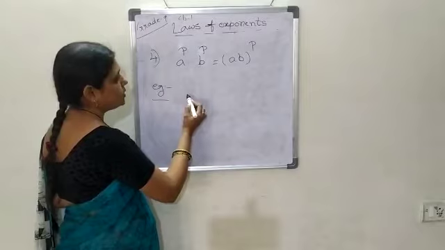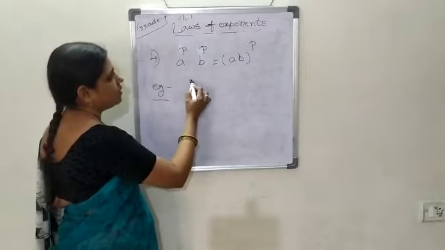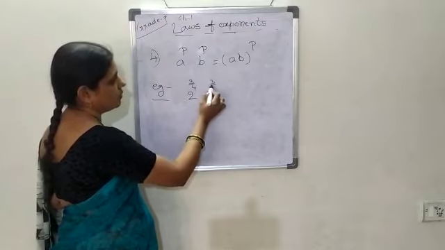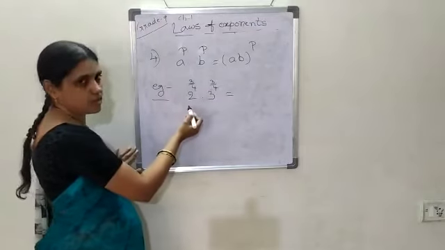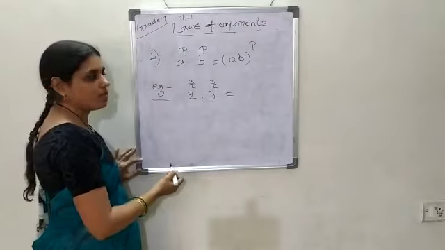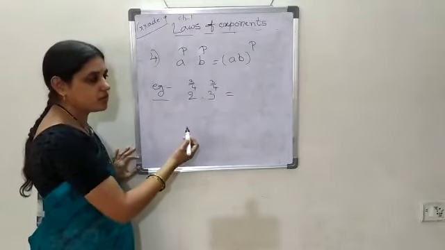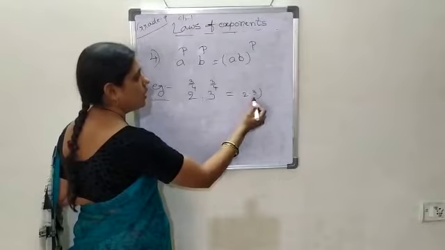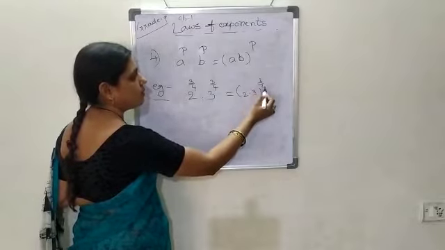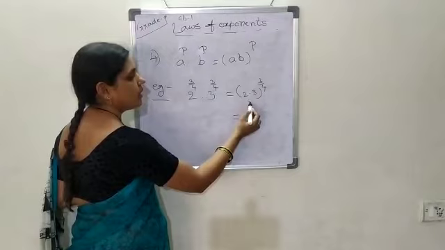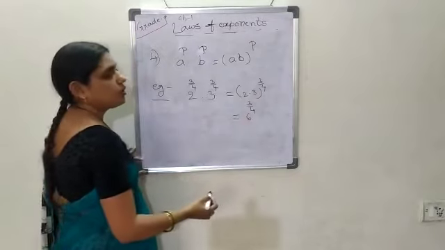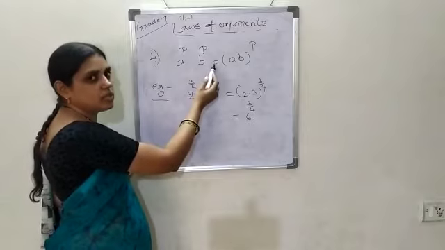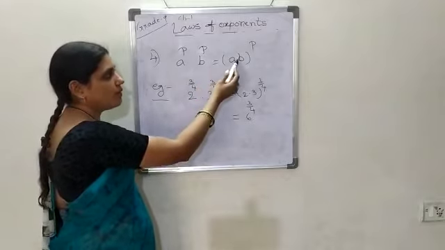Suppose you want to take 2 power 3 by 4 into 3 power 3 by 4. Here base is not same but the exponent is same. So at that time what we have to do? We have to multiply the bases. So 2 into 3 whole power 3 by 4, that is 6 to the power 3 by 4. So hope you understood. A power p into b power p equal to ab whole power p.